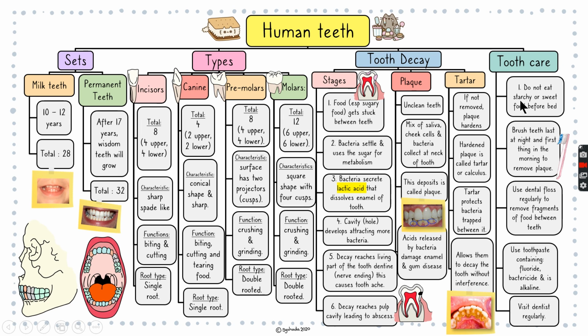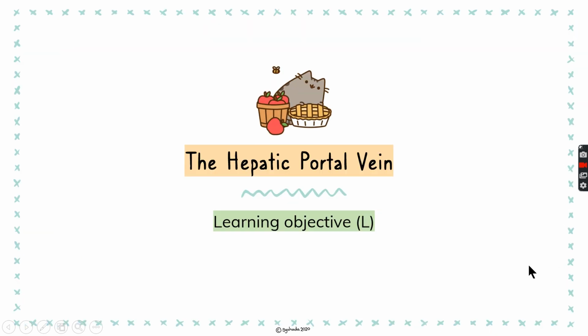So how do we take care of our teeth? Firstly, do not eat starchy or sweet food before bed. Secondly, brush your teeth last at night and first thing in the morning to remove the plaque. Use dental floss regularly to remove fragments of food between the teeth, and use toothpaste that contains fluoride, bactericide, and is alkaline. You also should visit the dentist regularly.